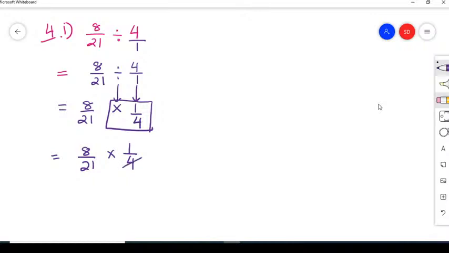So now you can do the cancellation. 4 ones are 4, 4 twos are 8. So in the numerator we have 2 into 1 and the denominator we have 21 into 1. So that's only 2 by 21, which is the answer. I will do some more divisions, don't worry.